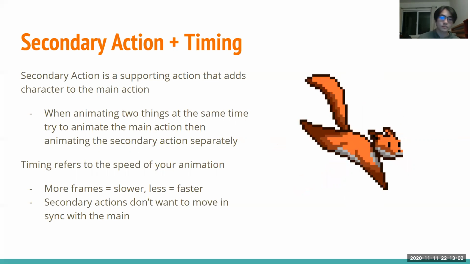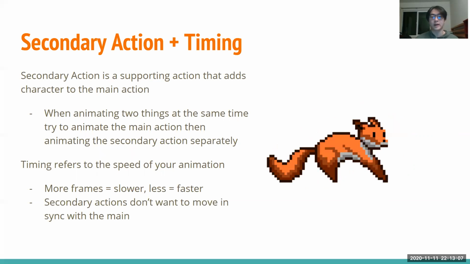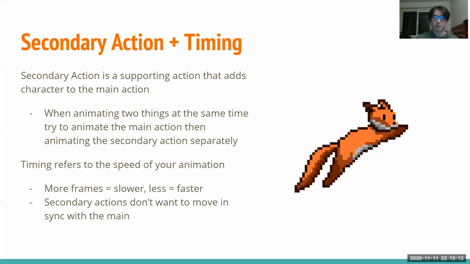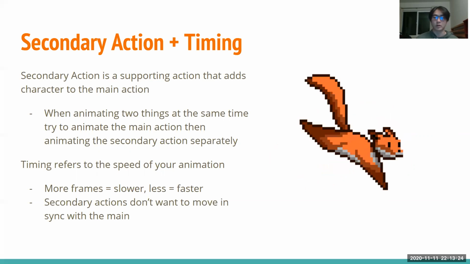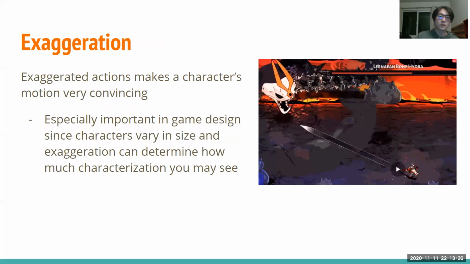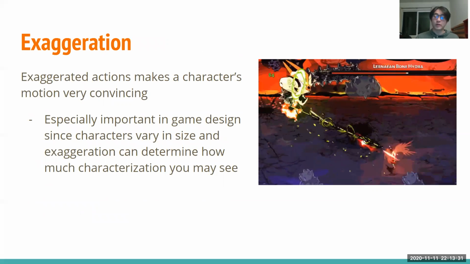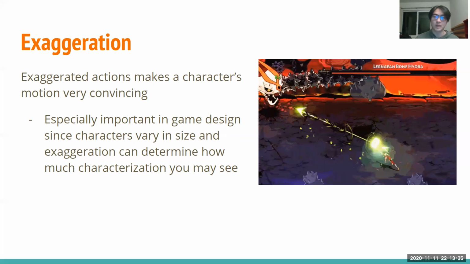Now, usually, another key point with timing is that you don't want secondary actions to move in sync with the main. The reason for this is you want to create more natural actions, because in real life, we don't all move like robots and nothing really moves simultaneously. And so you want to create a bit of asynchronization in order to make things feel much better when viewing them. And now exaggeration. Exaggeration is pretty important in animation and especially important in video game making.